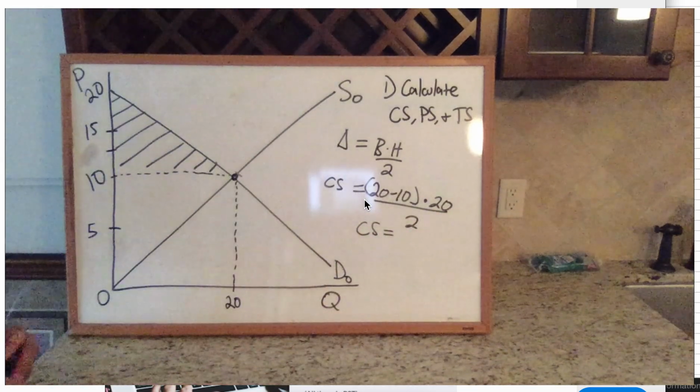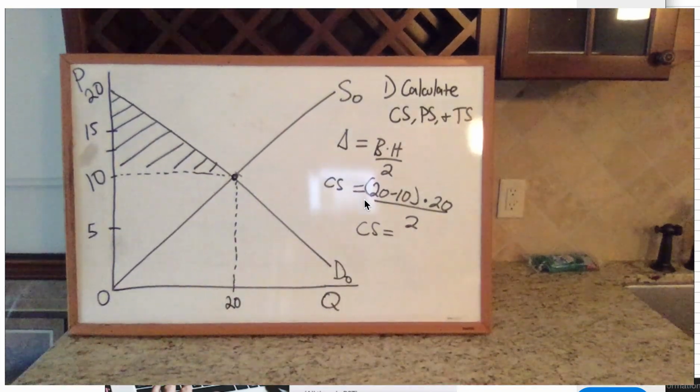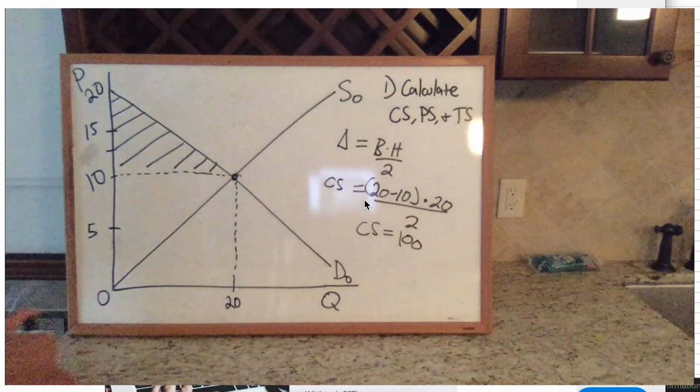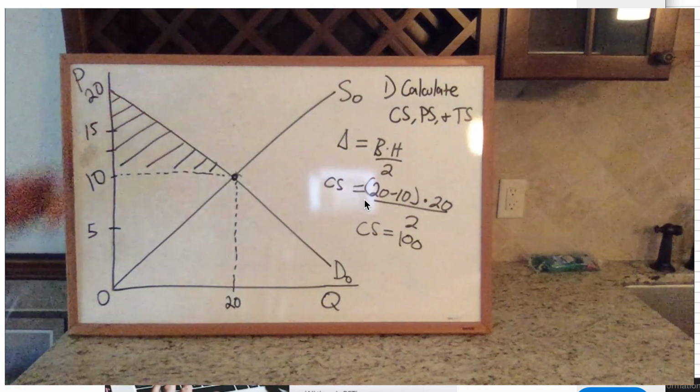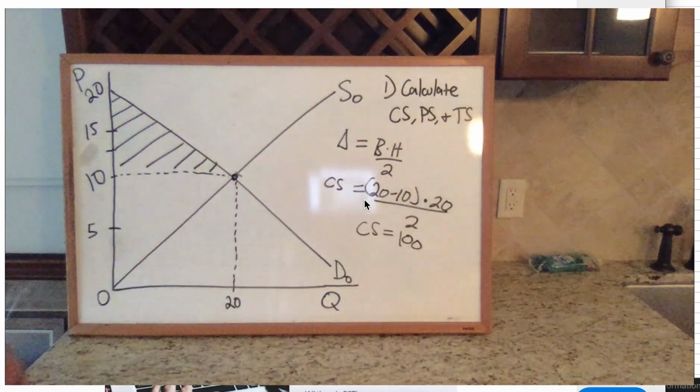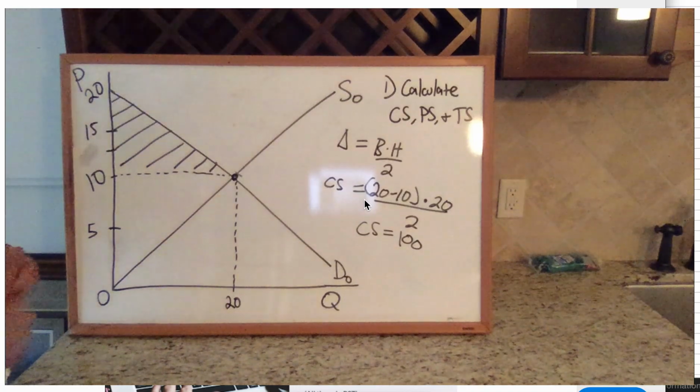What you should get is 100. So your consumer surplus is 100. That's the area of this triangle. Now again, we haven't implemented any tax yet. We will in a bit. For now, we just calculate consumer surplus.